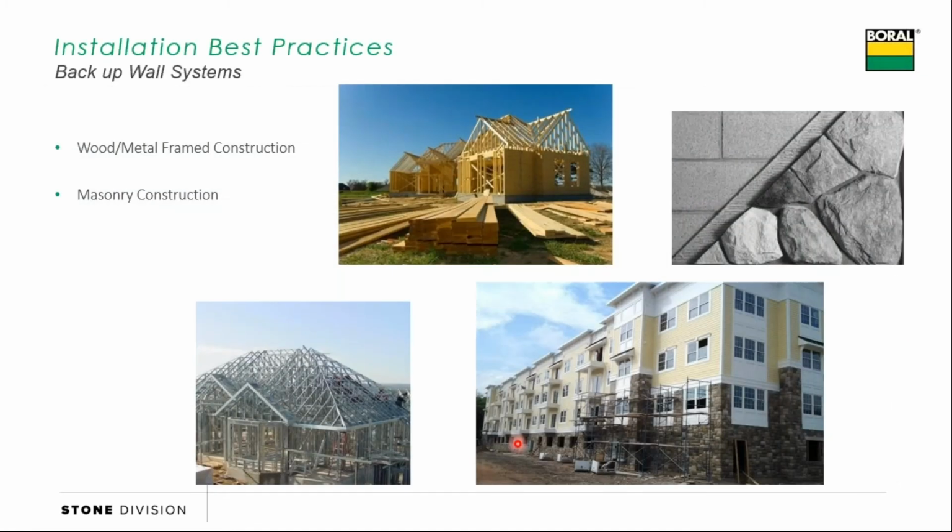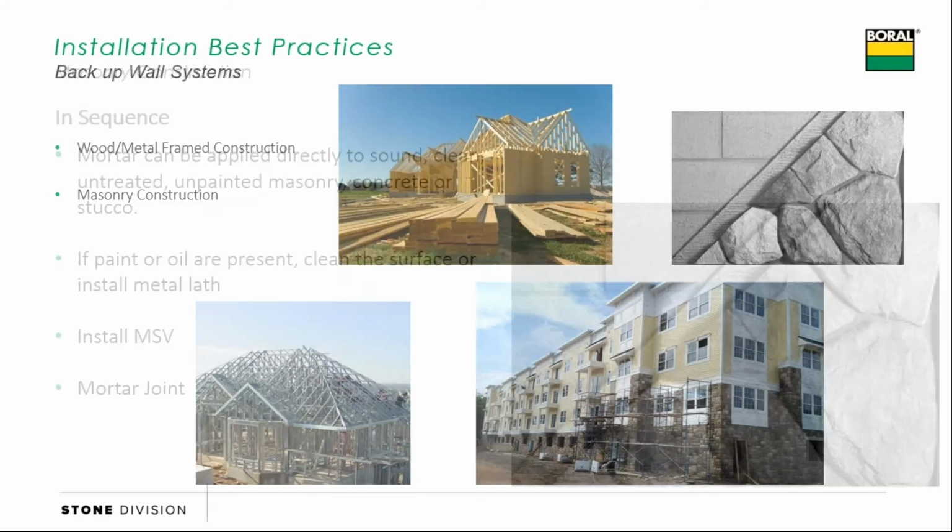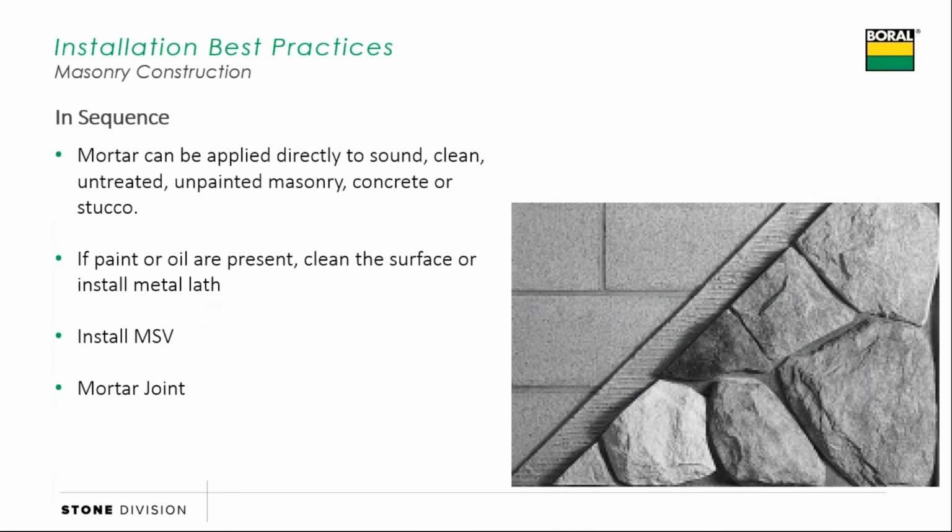So let's get started. We're going to split our presentation up into 2 sections, wood and frame construction and masonry construction. Let's start with masonry. We'll define that as a CMU, poured wall, or tilt-up wall construction. As long as that masonry is clean and bondable, you can put a stone directly to it.